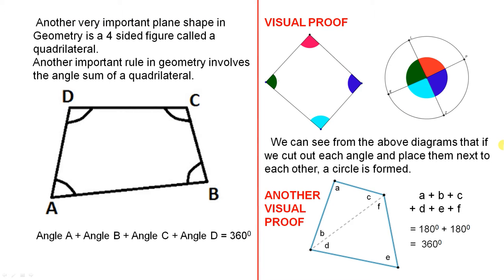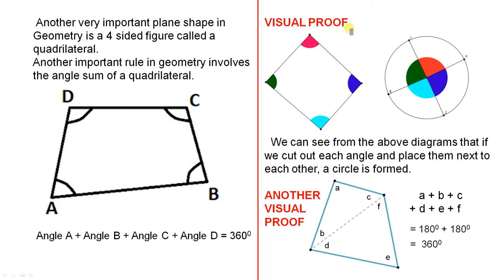Another very important plane shape in geometry is a four-sided figure called a quadrilateral. Another important rule in geometry involves the angle sum of a quadrilateral. So here's a quadrilateral, which is a four-sided figure, and if we add the four angles up, we get 360 degrees. So that's the rule for the angle sum of a quadrilateral.